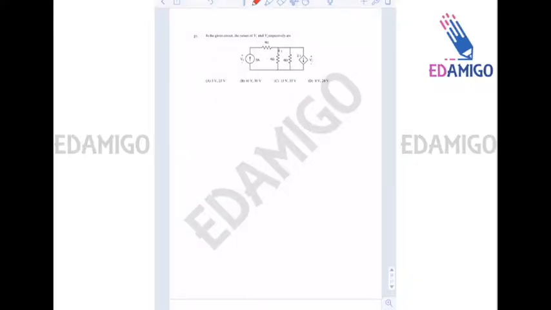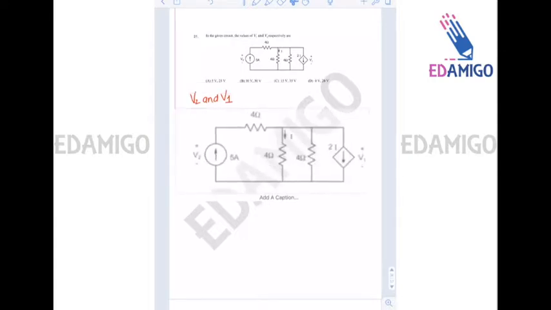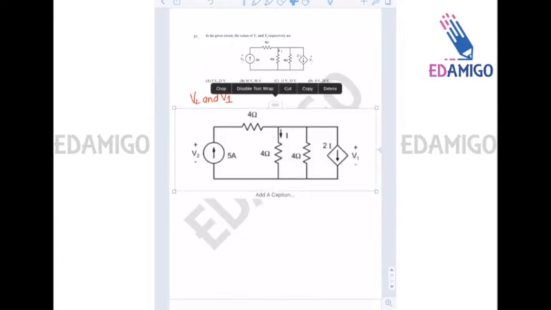Hello friends, we'll start from this question number 21 in this lecture. In this question, we have to find V2 and V1. Okay, now we can see that, first of all, I will just paste the image here. Now, it's a very simple question.